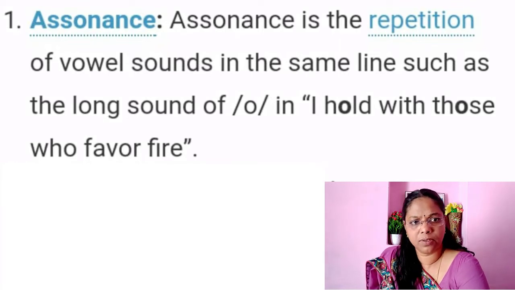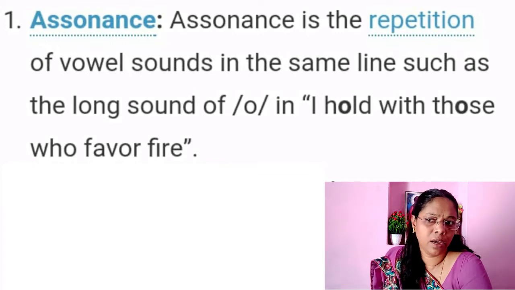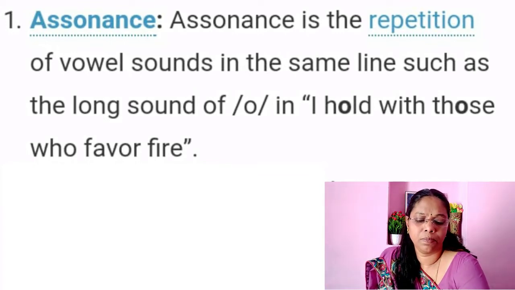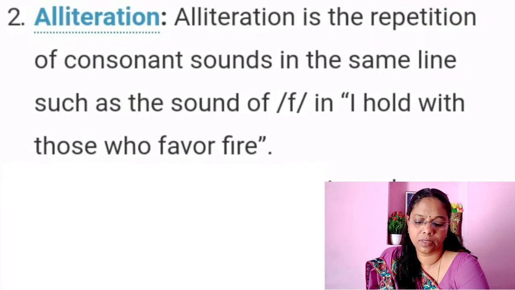So assonance, the same thing is used in Fire and Ice. In Dust of Snow also we got it. It is repetition of vowel sounds in the same line, such as the long sound of O in "hold." And again in this poem we also find alliteration. Please note it down in the book itself, on the page of that poem. I will give all the definitions. Alliteration is the repetition of consonant sounds in the same line, such as the sound of F.